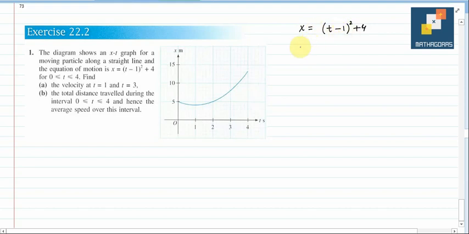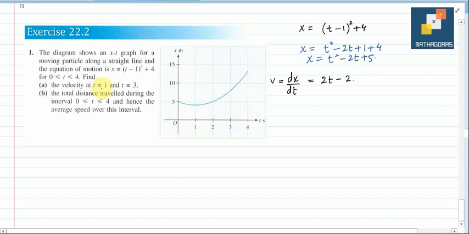So before differentiation, if I expand the bracket, that will be x equals t squared minus 2t plus 1 plus 4. If I simplify the equation, I get x equals t squared minus 2t plus 5. Okay? That is my distance expression. Now we need to find the velocity, so I'm going to apply differentiation on both sides. So dx over dt equals, when I differentiate, t squared gives 2t, and minus 2t gives minus 2. Alright, that is my differentiation, or you can say it is the equation of my velocity.